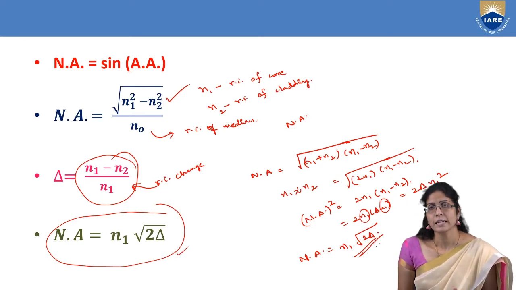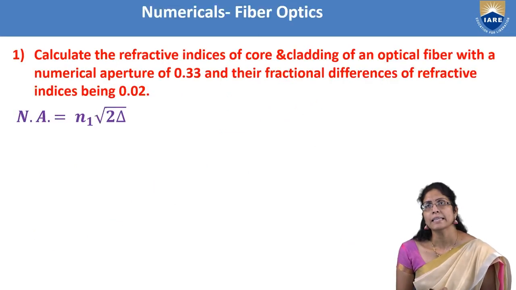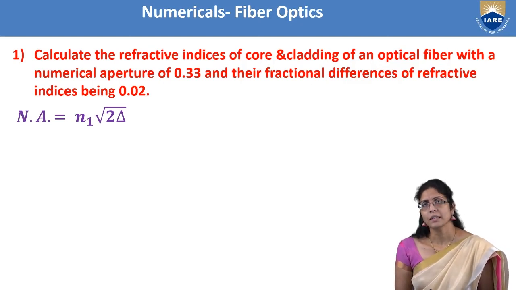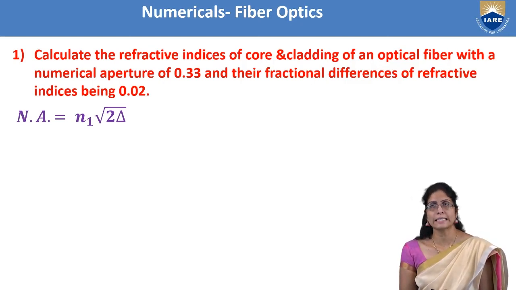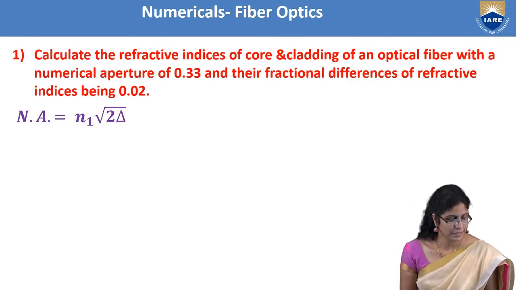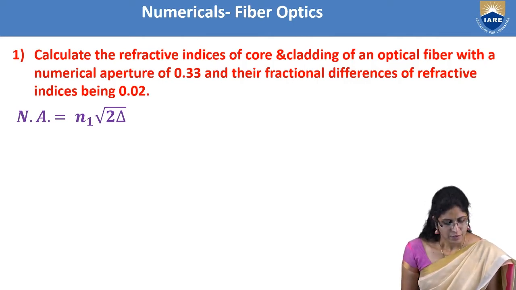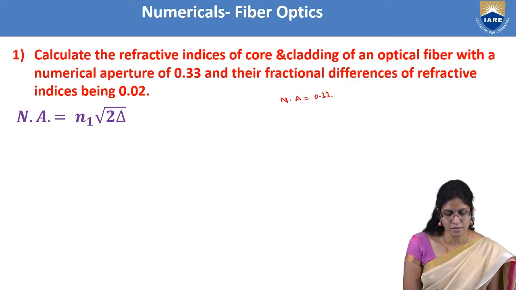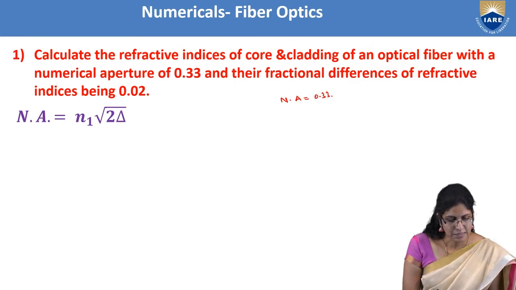Using this formula, let's try to solve some problems. Calculate the refractive indices of core and cladding of an optical fiber with a numerical aperture of 0.33 and a fractional difference of refractive indices of 0.02. So here, what is given? You are given the numerical aperture, which is 0.33, and the fractional difference of the refractive indices being 0.02.